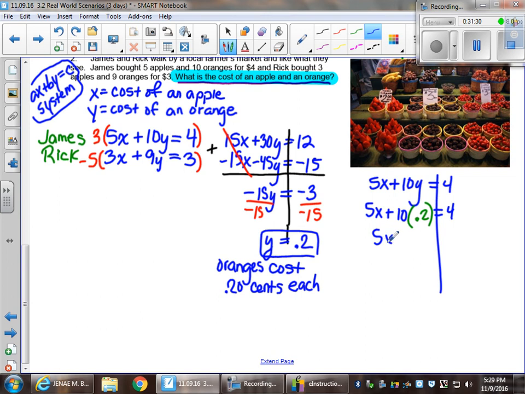This becomes 5x. What is 10 times 0.2? Go ahead and give that a shot. 10 times 0.2 is a positive 2, equals 4. And now we just need to use our algebra skills to solve. So I'll subtract 2 from both sides.